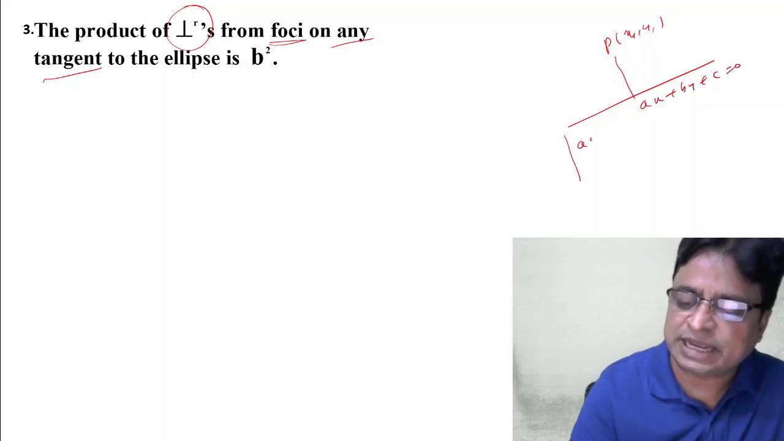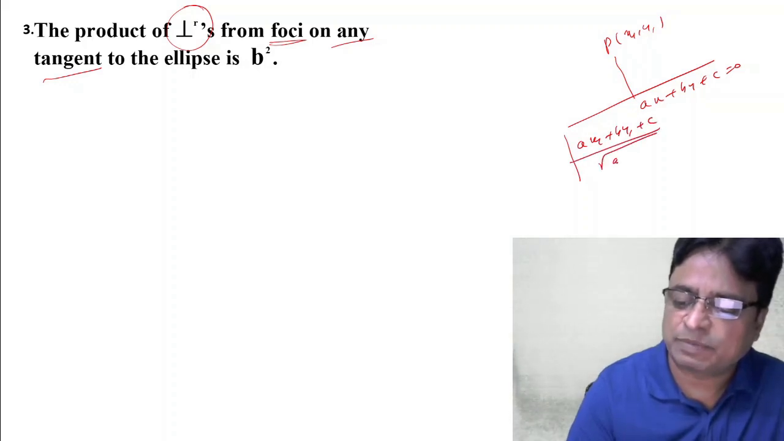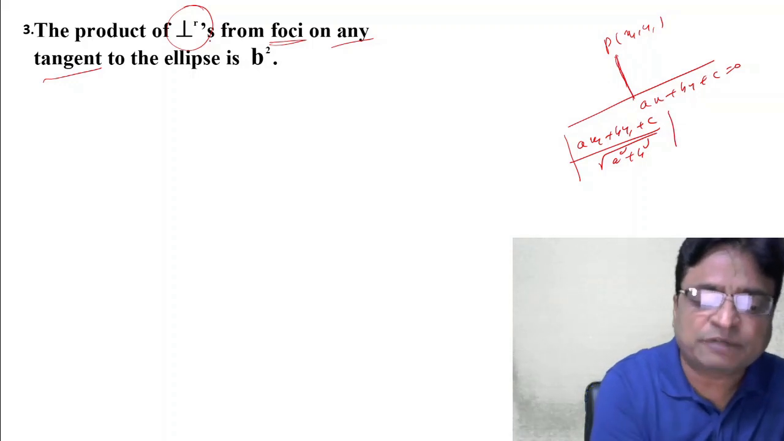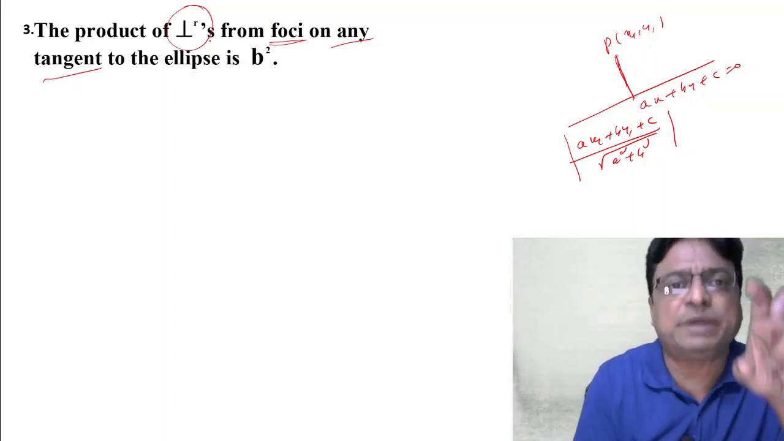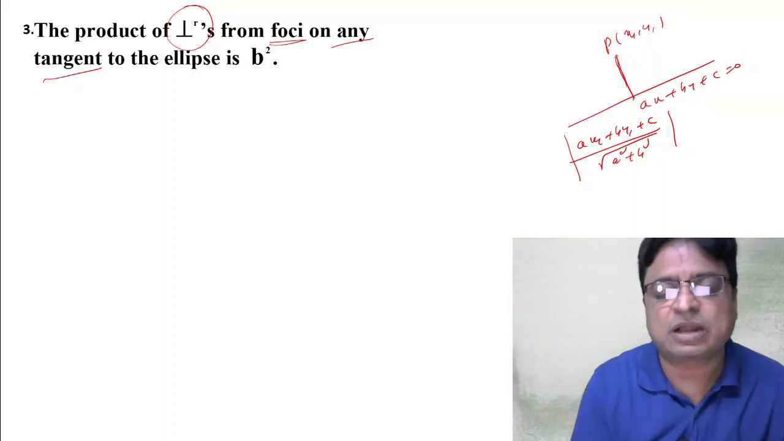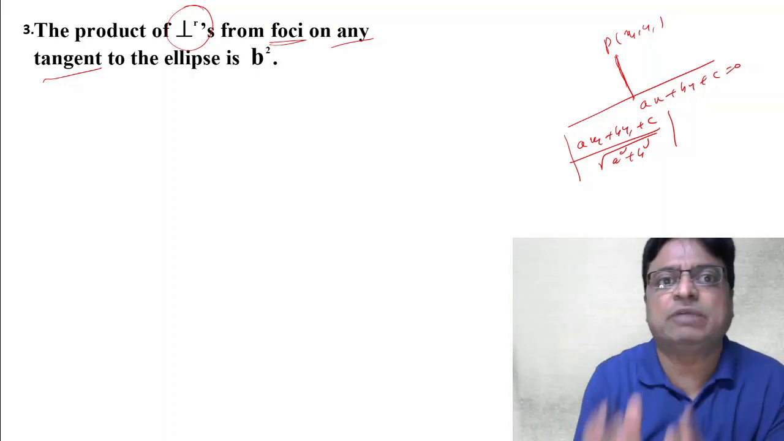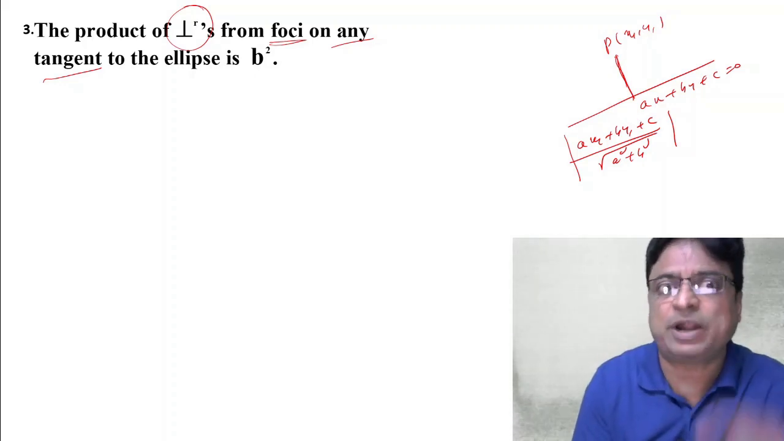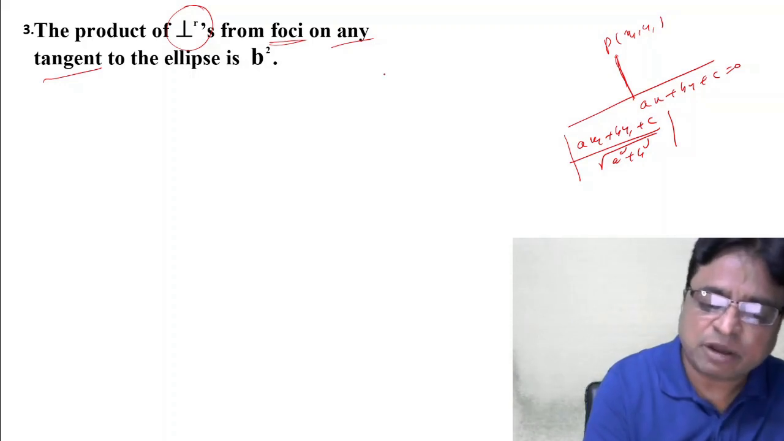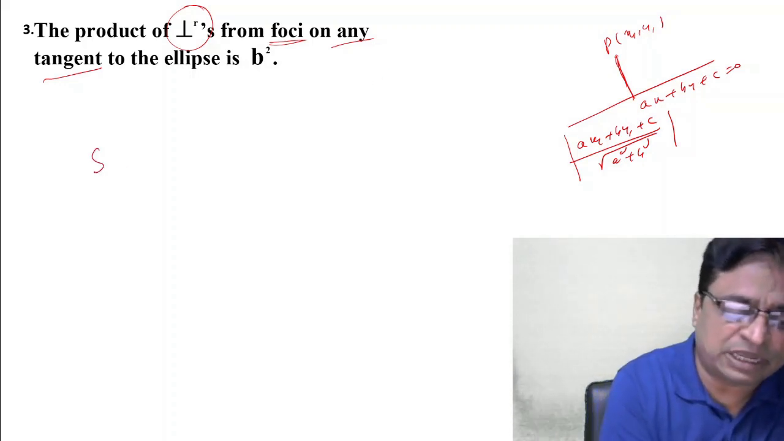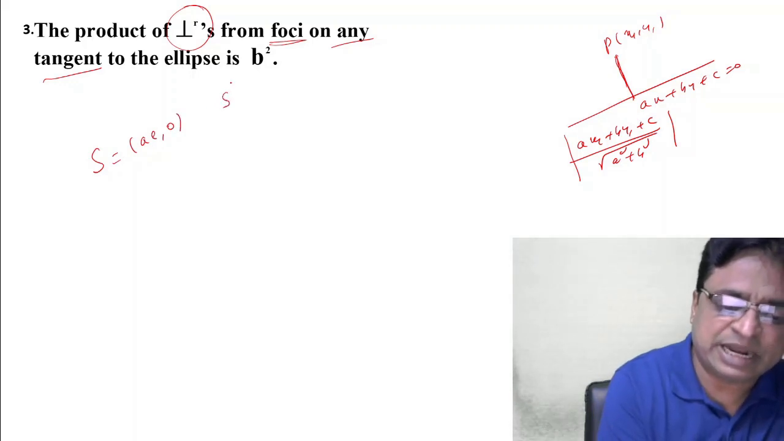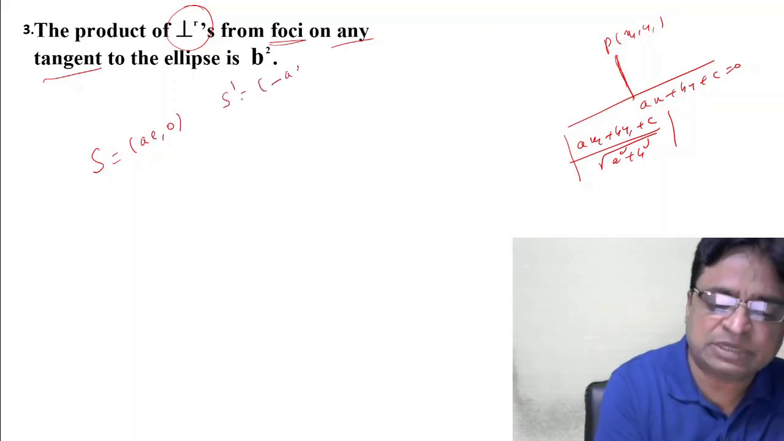Perpendicular distance is (ax1 + by1 + c) by root of a square plus b square. This is a perpendicular distance. So product of the perpendiculars means perpendicular distances. What are they asking? Product of the perpendiculars from where? From the foci. I have taken the foci of the ellipse as S equal to (ae, 0) and S dash equal to (minus ae, 0).